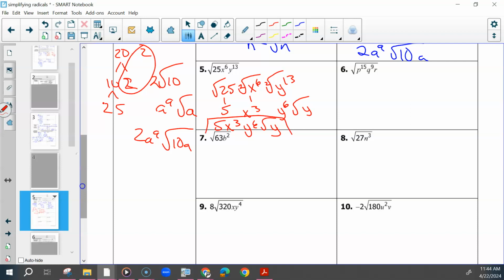So if you have questions, please ask. Jackson. So we just divide by 2. The exponents for the variables, yes. Okay. And where's that y going? The last wall. 2 times 6 is 12, with 1 left over. So 5x cubed y to the 6 times the square root of y.